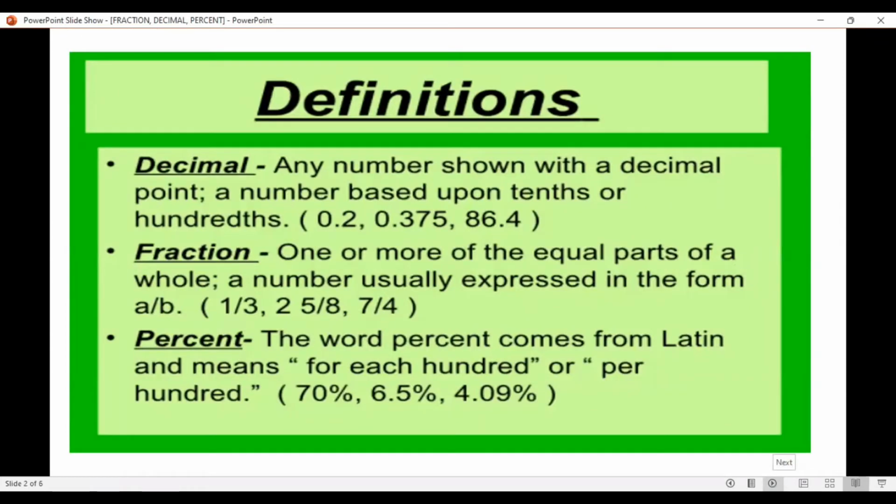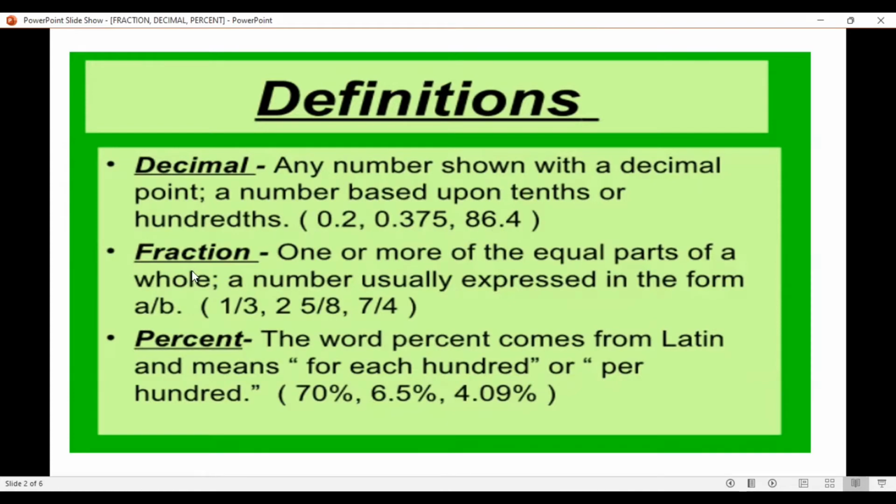So decimal is any number shown with a decimal point, and a number based upon the tens, hundreds, and different place values like the thousands and so on and so forth. Some examples that you can have for decimal are these: 2 tenths, 375 thousandths, and 86 and 4 tenths. So this is now a combination of a whole number and a decimal number.